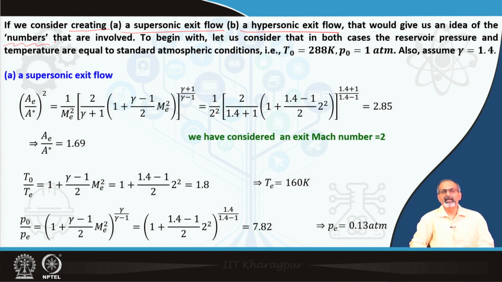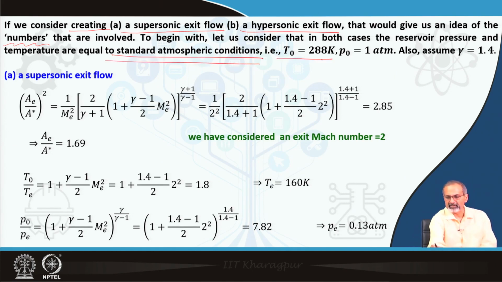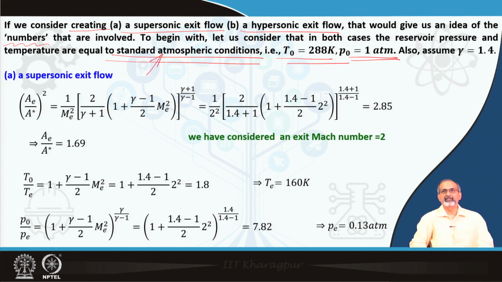So, to begin with, let us consider that in both cases the reservoir pressure and the temperature are both equal to standard atmospheric conditions. You know that in high pressure facilities this is not what we do usually. That means, if you really want to use atmospheric conditions in the reservoir, then you need to have much lower pressures in the downstream, so that the flow really expands to supersonic or hypersonic conditions under such a pressure gradient.